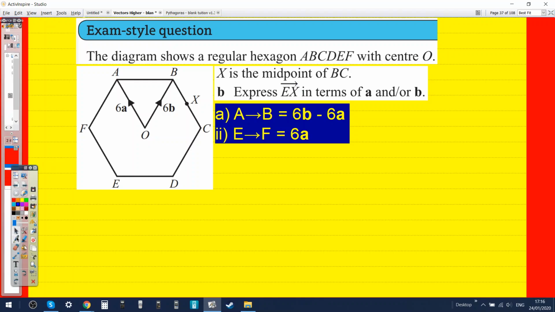So these were our first answers. A to B was 6b minus 6a, and E to F was 6a. What is E to X? How do we get that?